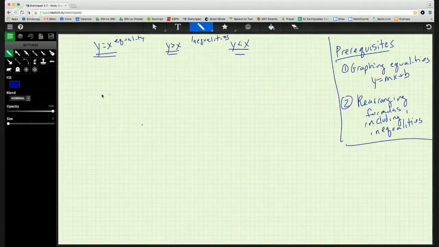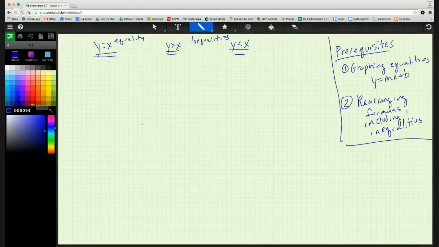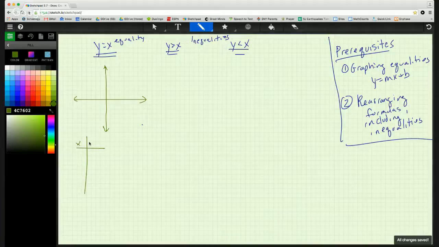But let's start by graphing the equality. Let's just look at this equality, and let's make a t-chart of the equality. If we know that x and y, so we have 0, 0, 1, 1, 2, 2, 3, 3. Hey, I know what this looks like. This looks like a straight line that goes through the origin.